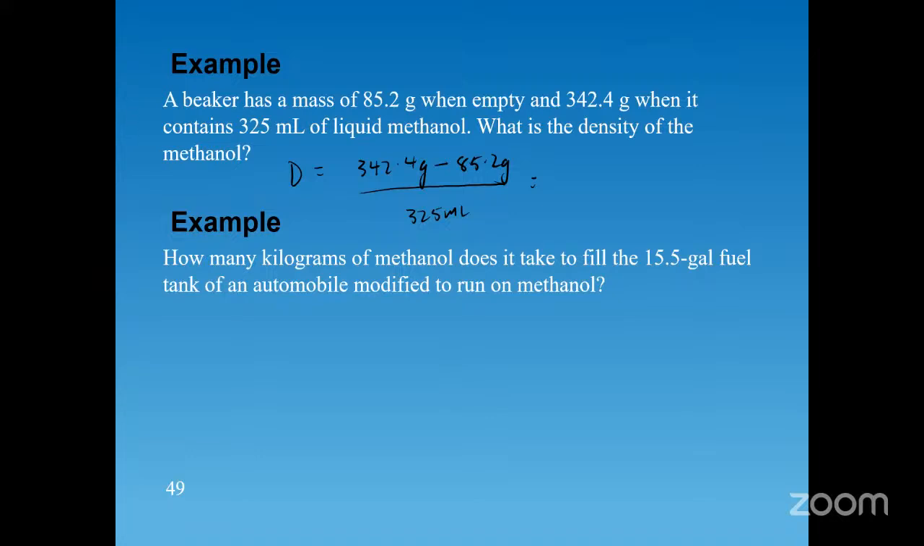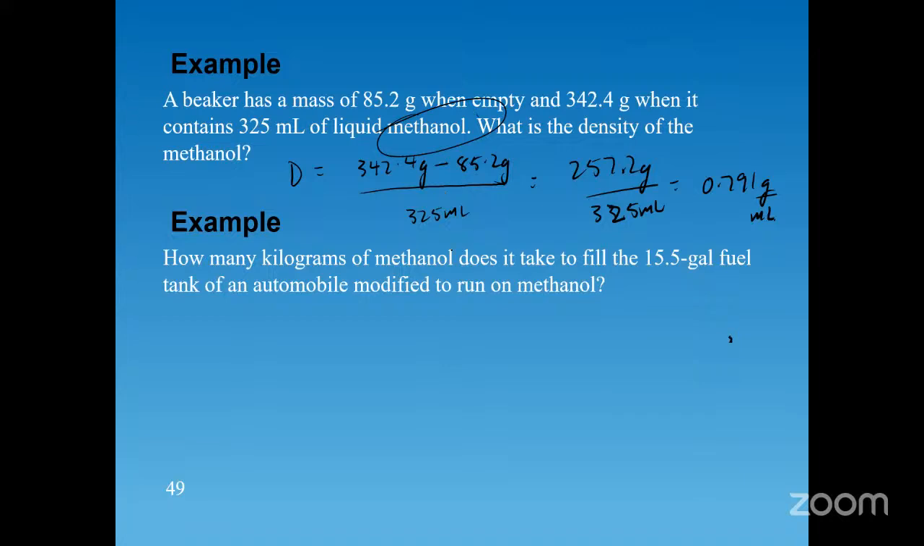So we work out the top part first, the numerator, 342.4 minus 85.2. And according to my calculation, this works out to be equal to 157.2 grams still over 325 mils. So now we're going to divide that by 325. In this case, we have to round off. So according to my calculation, this works out to be 0.791 grams per mil, which is the density of the methanol that we saw earlier, right?